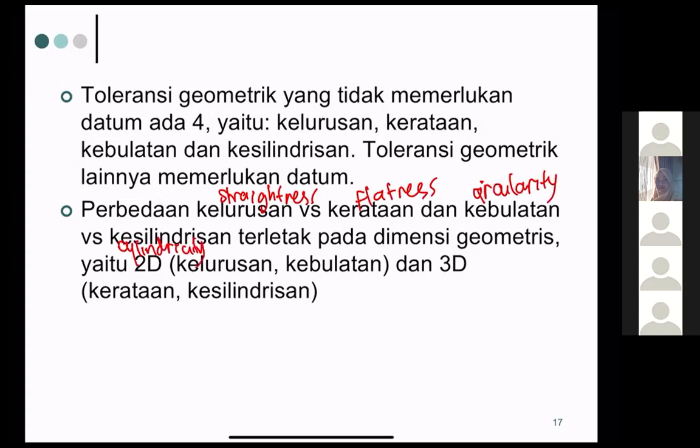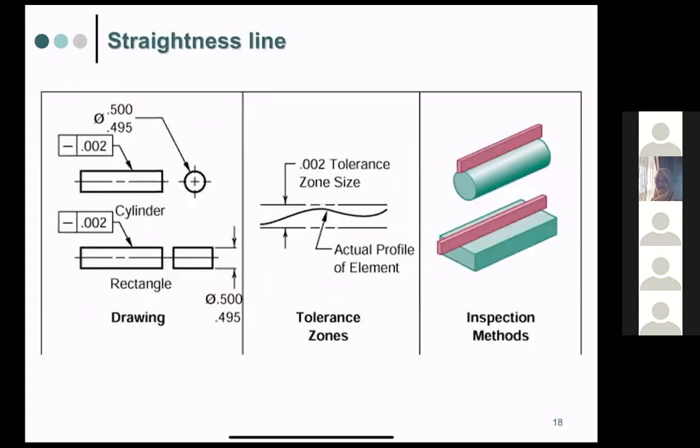It's actually based on the geometrical dimension. Okay, so the straightness and the circularity are actually 2-dimension, while the flatness and also cylindricity are actually 3-dimension. Okay, so let's see one by one. Okay, so this is straightness, or kelurusan.